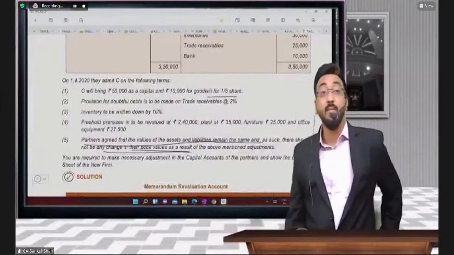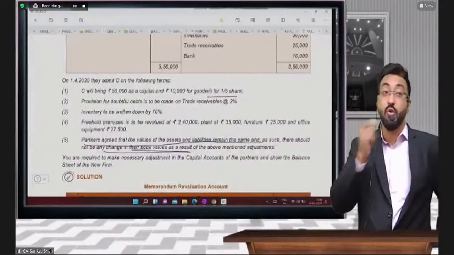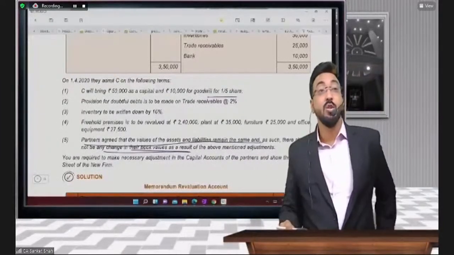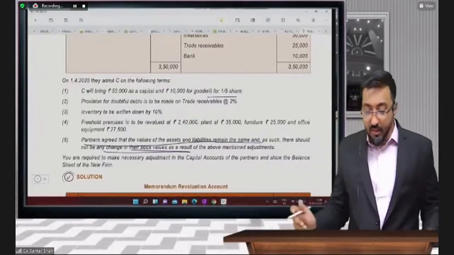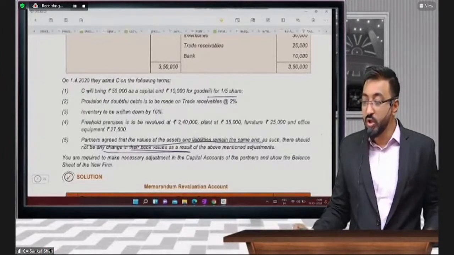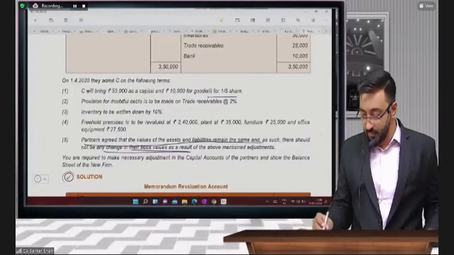Yes, now very, very important. Now all tricks Sanket sir is going to tell you. All tricks. Okay, so tell me, is the new ratio given in the question or not given? Quickly tell me, whether the new ratio is given in the question or not given. Fast.